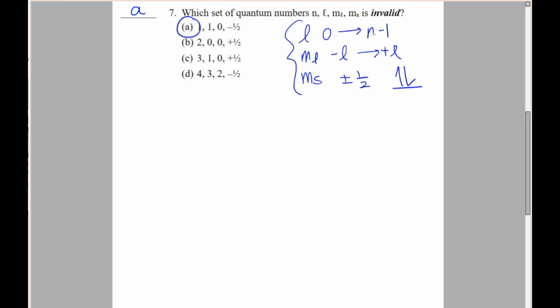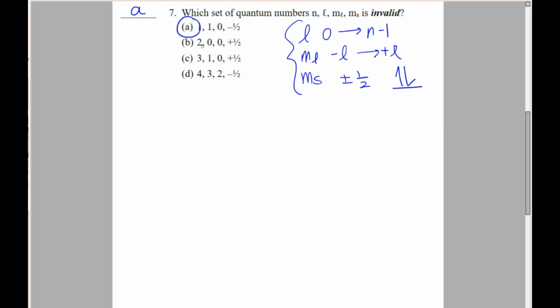So going to this next quantum number for m sub l in option A, it is okay because we previously established that l can only be 0 in this case, right? Because n is 1, so l has to be 0. And then m sub l has to also be 0. And m sub s is negative 1/2, so that's fine.